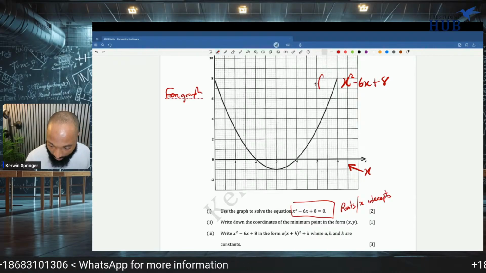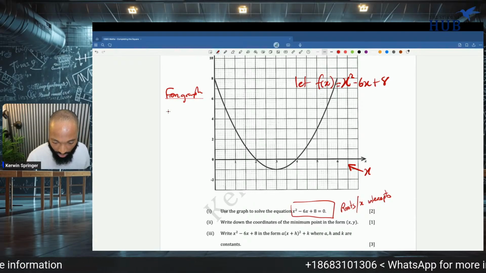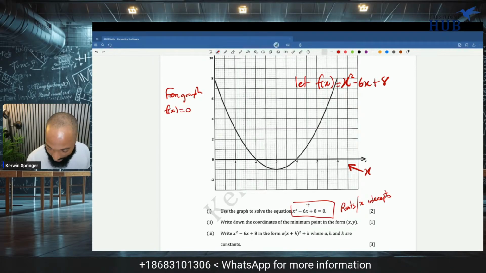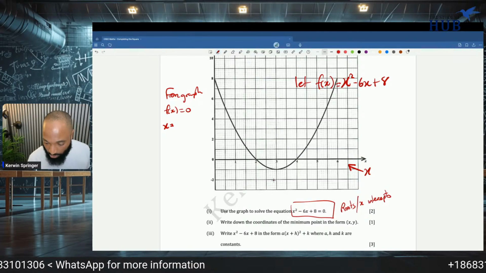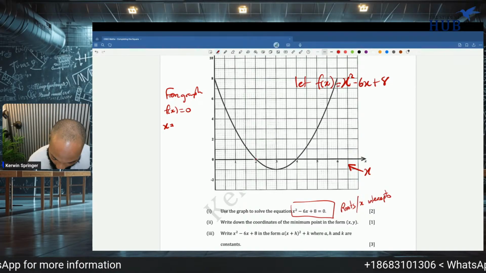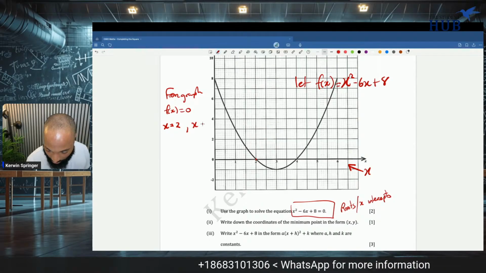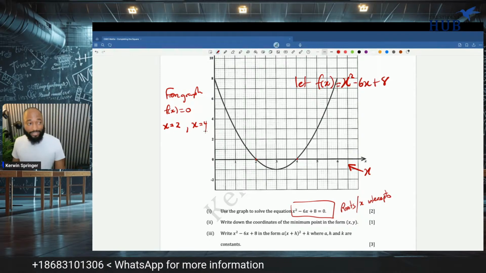and I could call this f of x. Let me call this f of x. Let f of x equal 0. When f of x is 0, that's the solution, right? When this is 0, x is going to be equal to, look at there, right there, that number right there, 2, comma, x is equal to, that's the next one, 4. That's the roots. That's it.